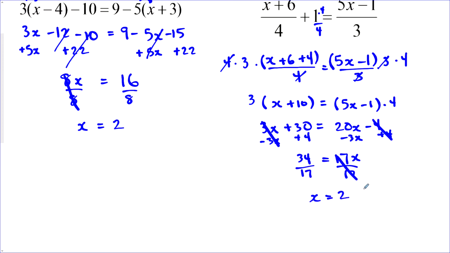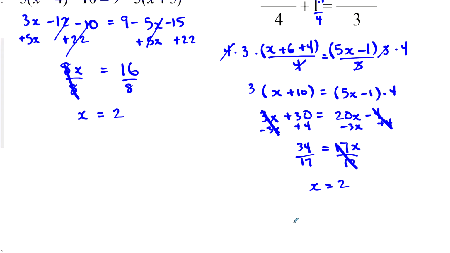Now if you look back, we have, during this step right here, multiplied by 3 and 4, which is the same as multiplying by 12, and that is our lowest common denominator. So a different strategy would be to multiply by the lowest common denominator right off the start. Let's redo this question doing that. So it's x plus 6 over 4 plus 1 is equal to 5x minus 1 over 3.